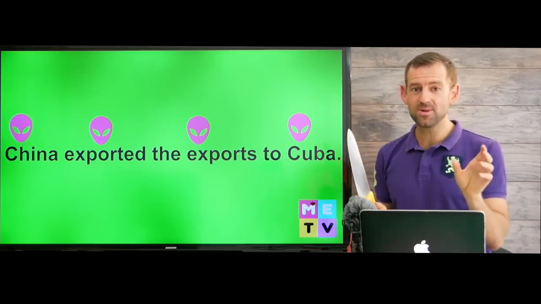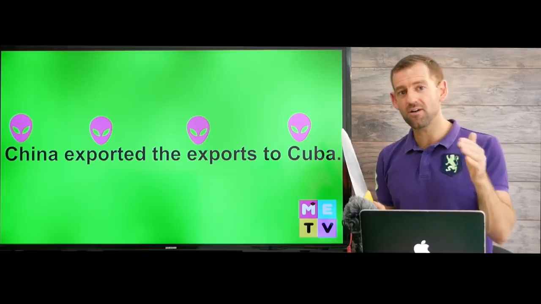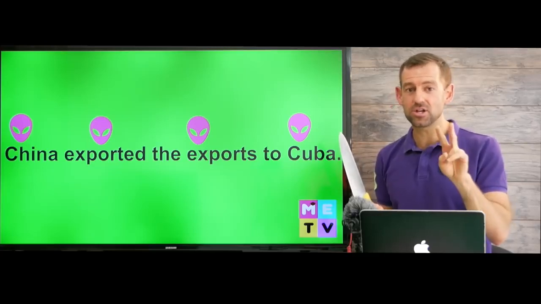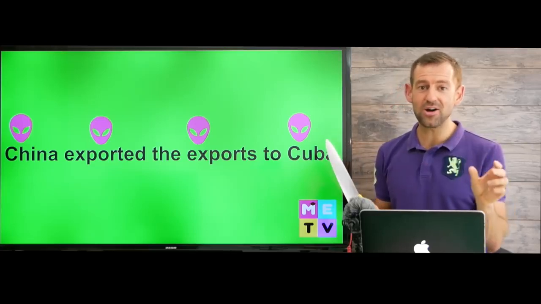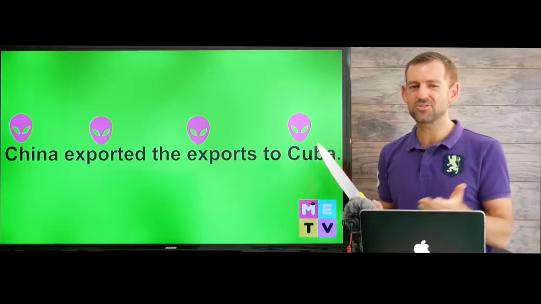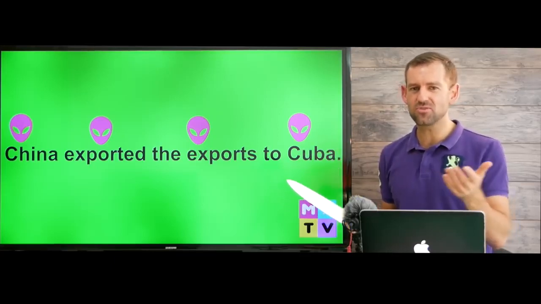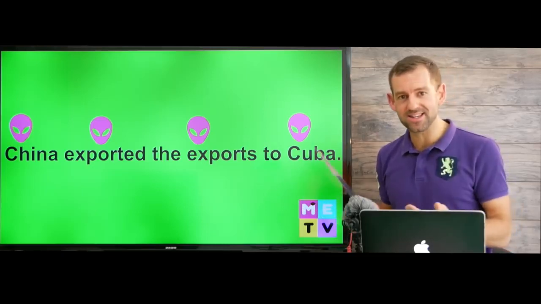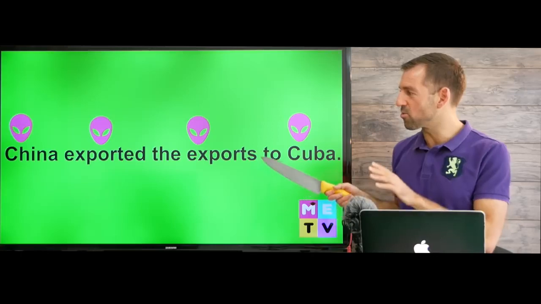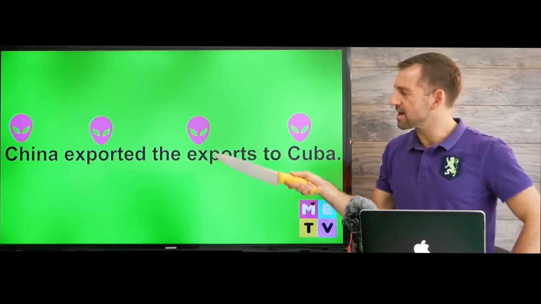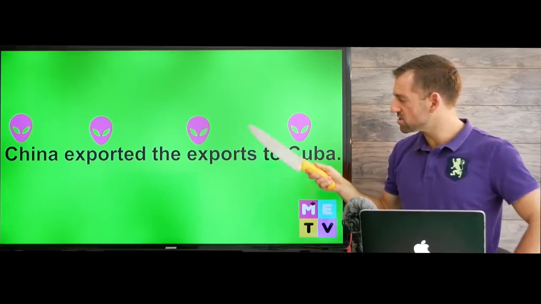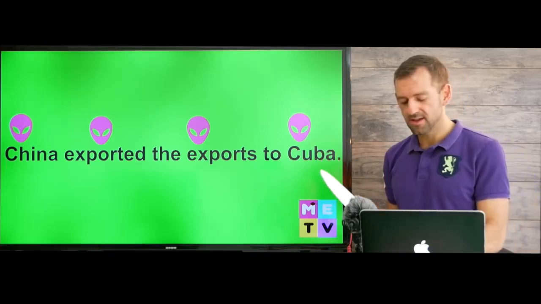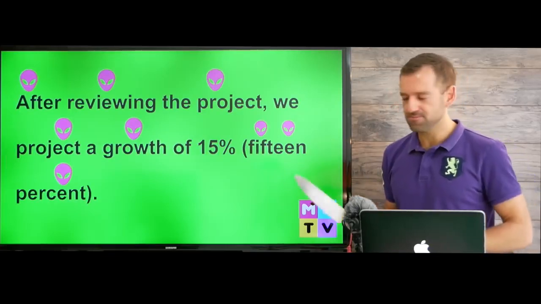And if it's a verb, then the stress will often be on the second syllable in a two-syllable word. And if it's a noun, the stress will be on the first syllable. But in English, there's always exceptions to everything. So don't worry about that too much. The important thing is that you just practice. So that's what we're doing here. We're practicing. So China exported the exports to Cuba. Okay, let's look at another example.